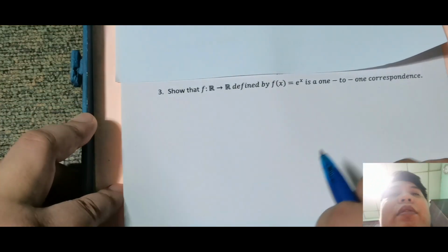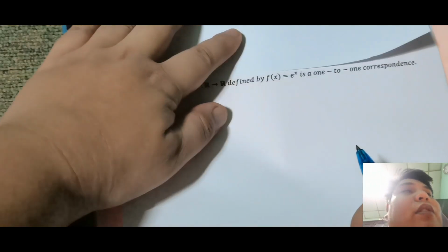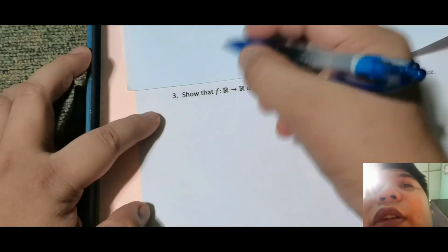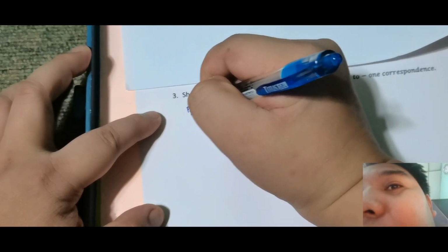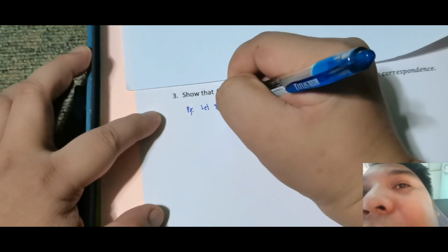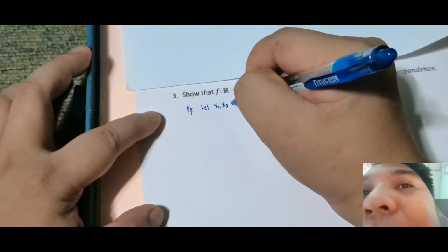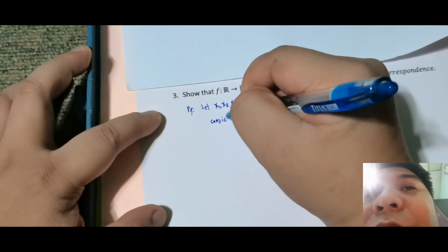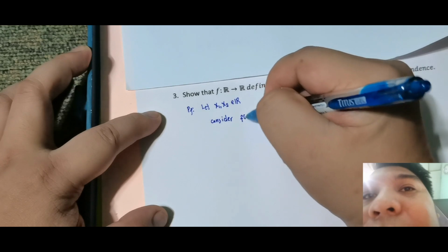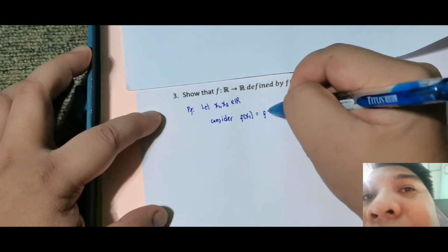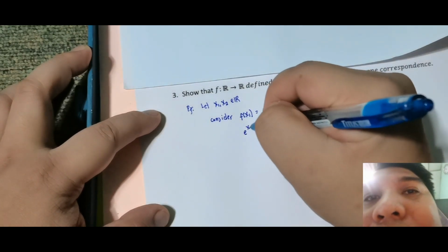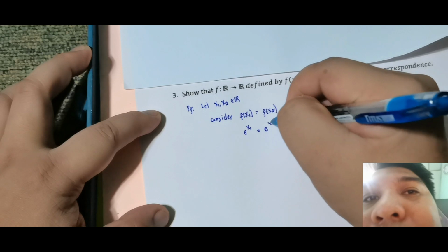Isip ko lang konti. So, we have this function. Nakikita kasing error ko eh. Sorry. So, ito yung proof. So, let x sub 1 and x sub 2 element ng real number. So, consider f of x sub 1 is equal to f of x sub 2. Okay, that is simply equal sa e raised to x sub 1 equals e raised to x sub 2.